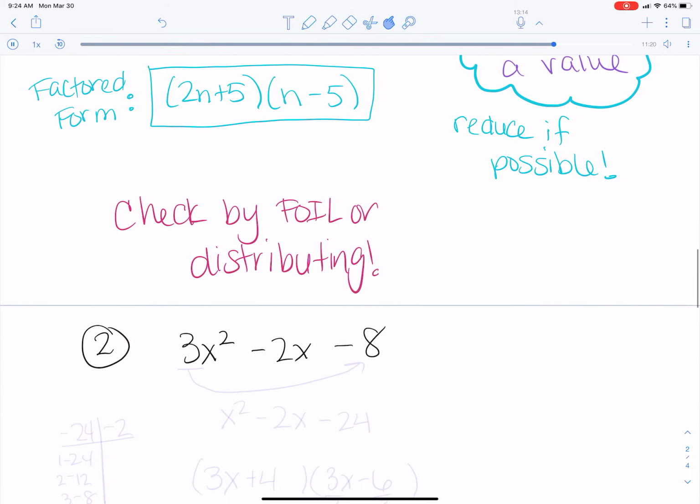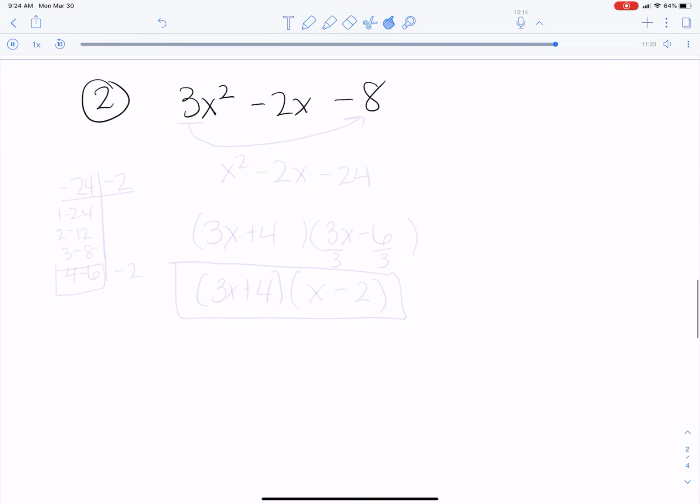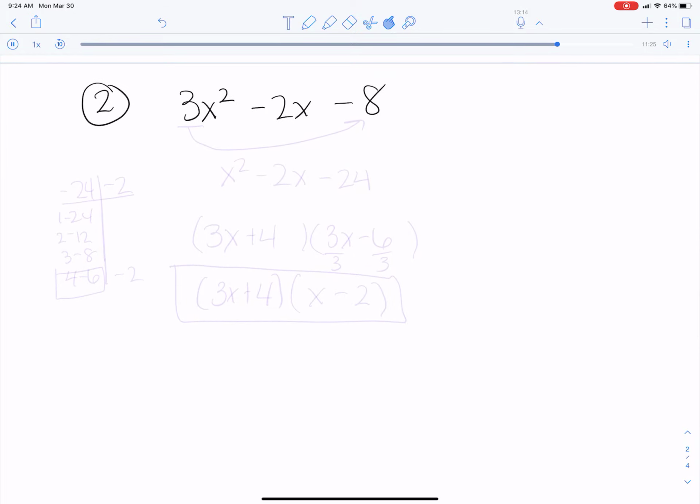So example 2, we have 3x squared minus 2x minus 8. The first thing I'm going to do is take my a term and multiply it by my c. So 3 times a negative 8 is going to give me negative 24. And now we just want to rewrite the rest of our trinomial, and we can factor it now. So we're going to figure out what multiplies to negative 24 and adds to negative 2.